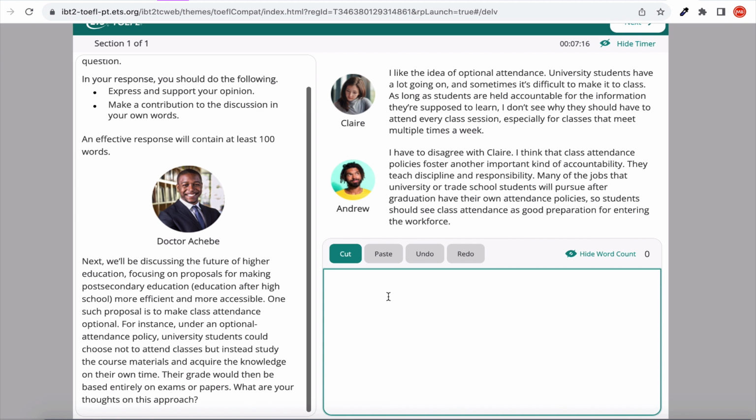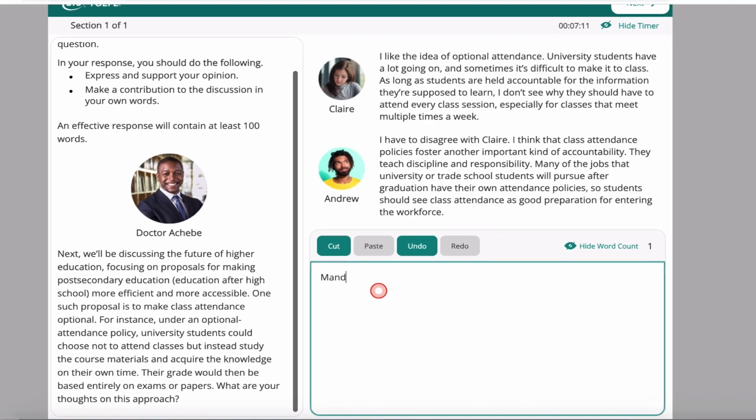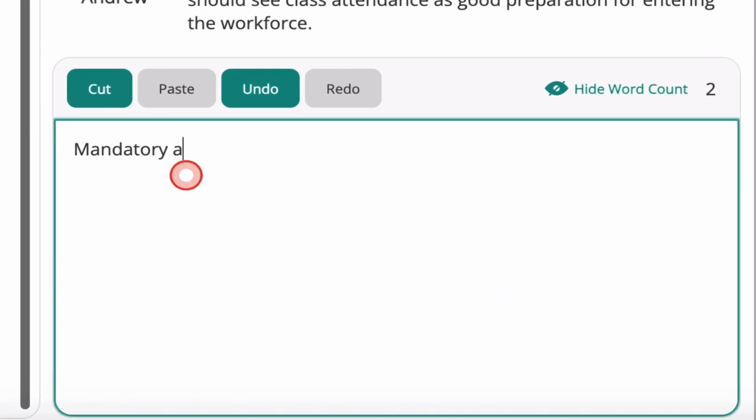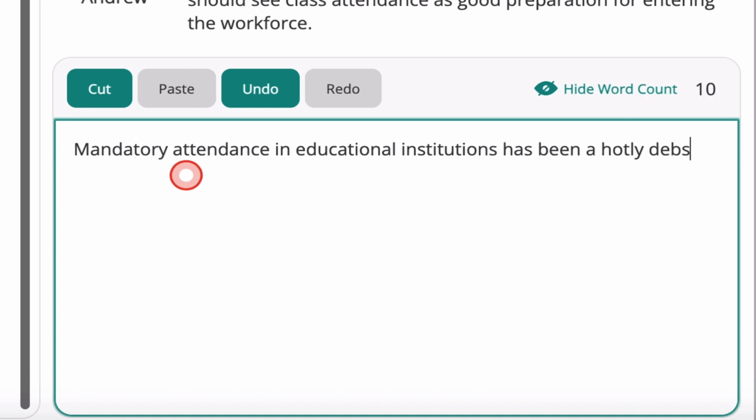So I'm going to agree with Claire, but I'm going to do it in a very specific way. I'm going to write a background sentence which indicates that I understand the question. Mandatory attendance in educational institutions, let's see if I can finish this in six minutes, guys. Institutions has been a hotly debated issue over the years. Over the years. Okay. So I'm saying this has been an important topic.